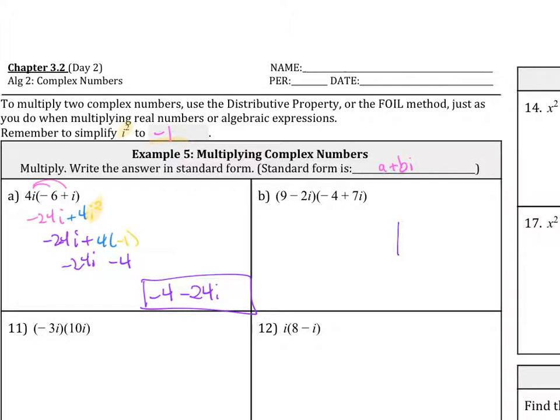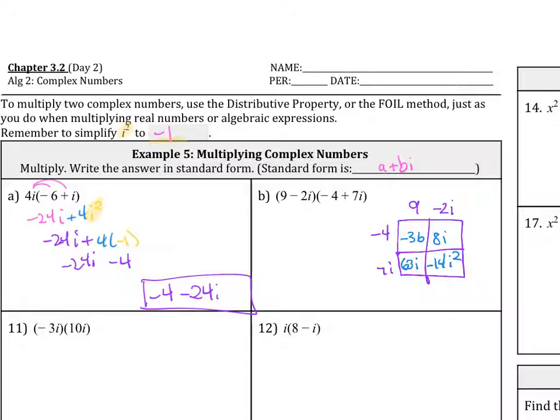We can use FOIL, or let's go ahead and just do the box method. So we're multiplying in. So 9 and then a -2i and -4 and a 7i. So -4 times 9 is -36. -4 times -2i, that's negative times negative, so positive 8i. 9 times 7i is a 63i. And then 7i times -2i, that's a -14i squared.